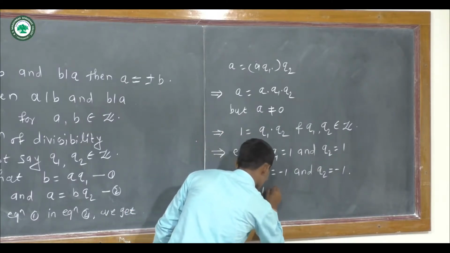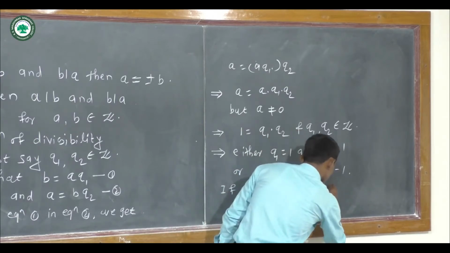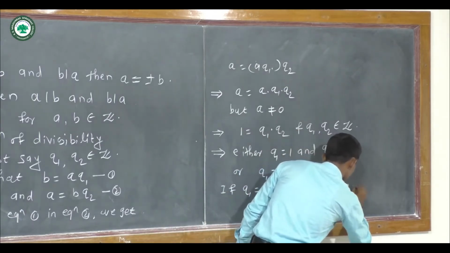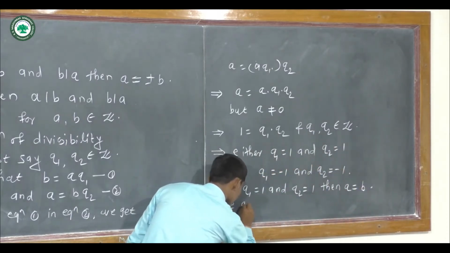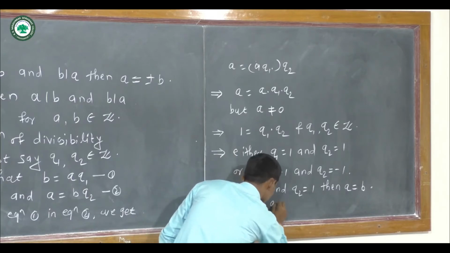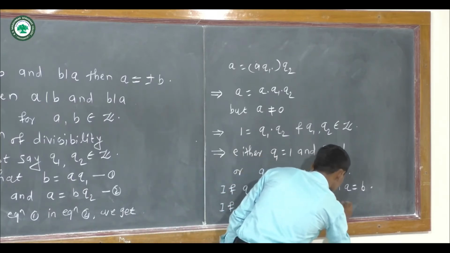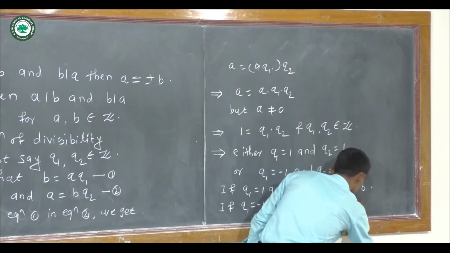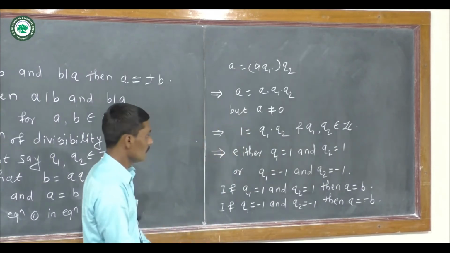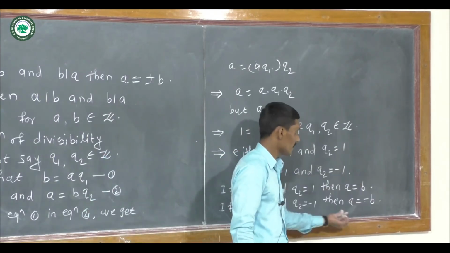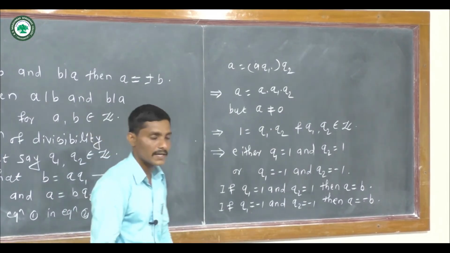If q1 is equal to 1 and q2 is equal to 1, then a is equal to b, and if q1 is equal to -1 and q2 is equal to -1, then a is equal to -b. Now here we prove either a is equal to b or a is equal to -b. Hence a is equal to plus or minus b.